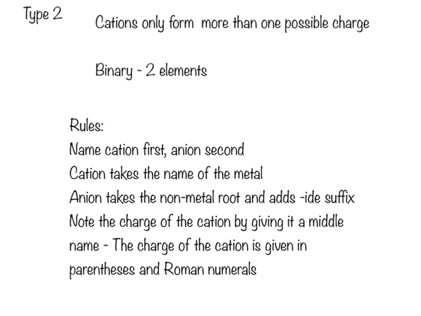Now, the rules are very similar to our type 1 Zumdahl nomenclature. And so we take the naming of the cation first and the anion second. The cation is the metal name, and the anion takes the root of the nonmetal and adds the IDE suffix. The only difference is we need to be able to specify the charge of the cation. So we give the compound a middle name. The charge of the cation is given in parentheses as a Roman numeral.